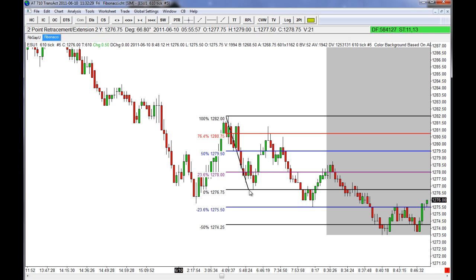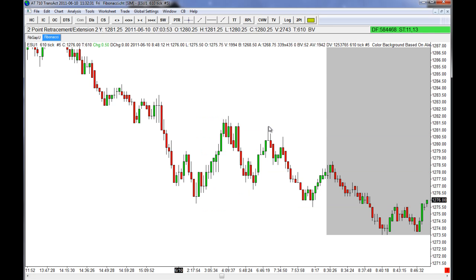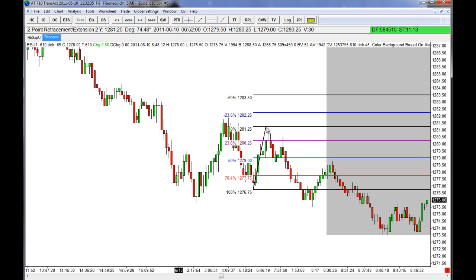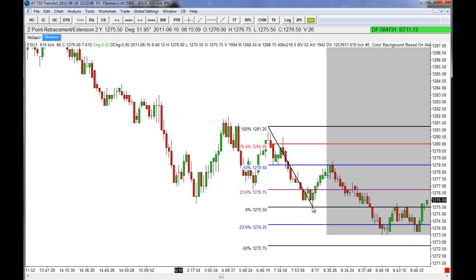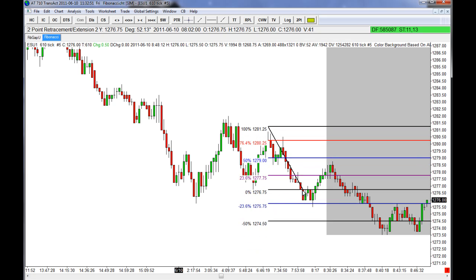Okay, so then I drew from this low to this high. Again, the 76.4% line broke, so we had 3 breaks. At the time the market opened, I had my fib drawn from this high right here to this low.